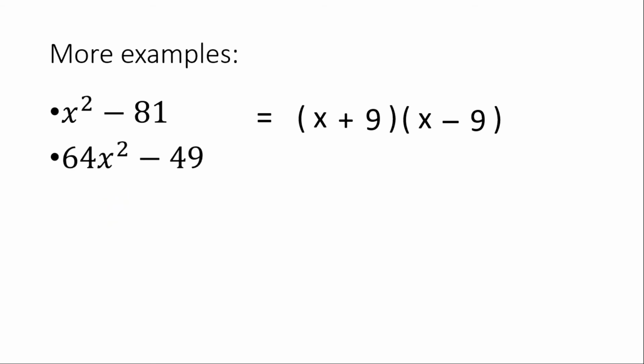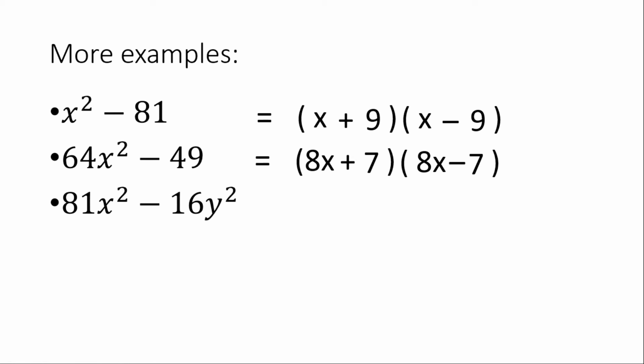Second example, let's try to factor out 64x squared minus 49. What is the square root of 64x squared? We have 8x. And what is the square root of 49? That is 7, since 7 times 7. And express this as the sum and difference of these two terms. Hence, we can say that 64x squared minus 49 is equal to 8x plus 7 times 8x minus 7.